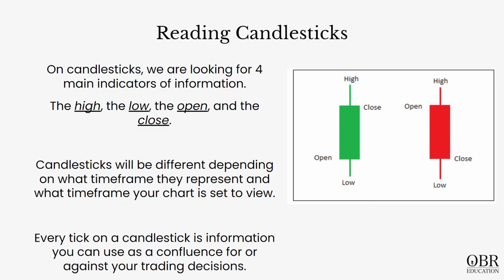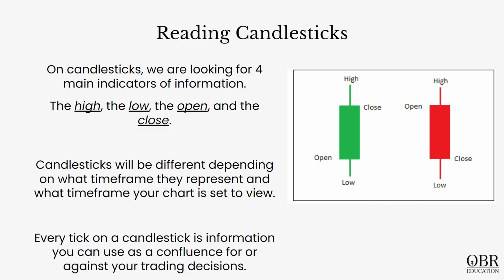Candlesticks will be different depending on what time frame they represent and what time frame your chart is set to view. As Logan said, on a 1-day chart, one candle is going to represent 1 day of time. On a 1-minute chart, one candle is going to represent 1 minute of time. So every tick on the candlestick is information that you can use as confluence for or against your trades, which is very, very important.